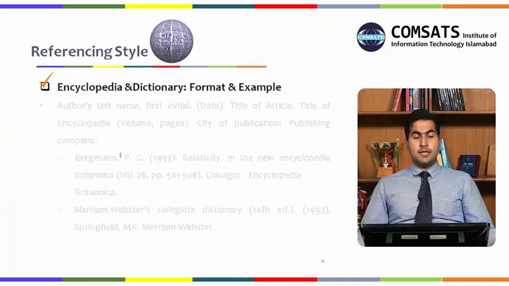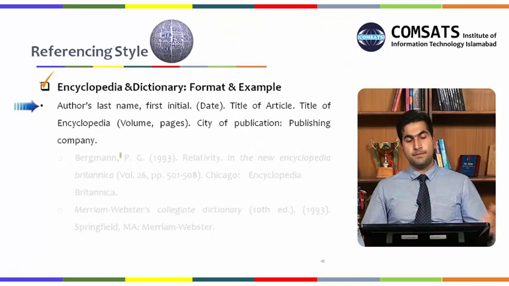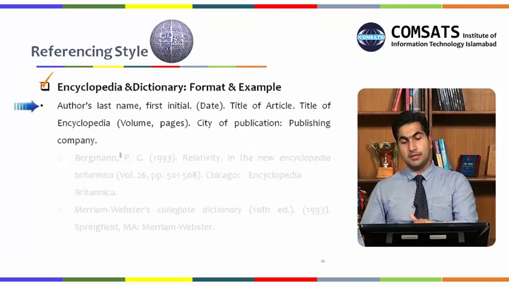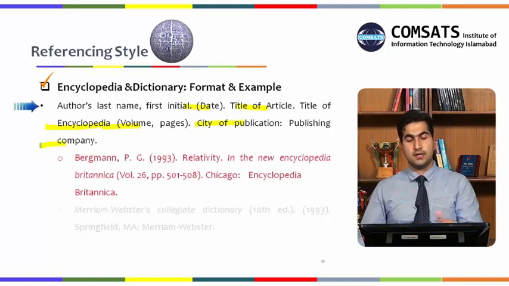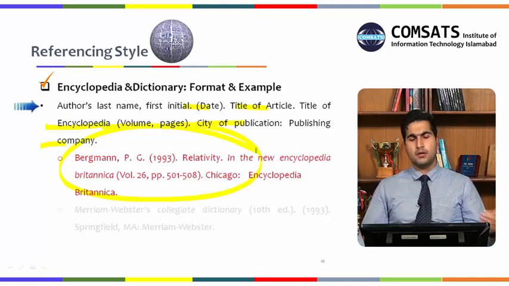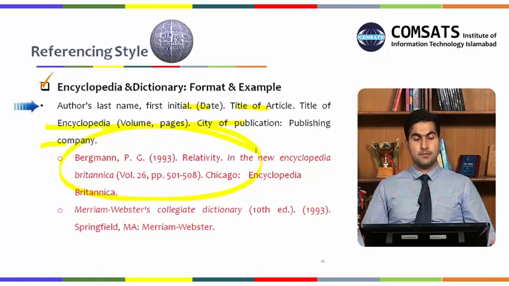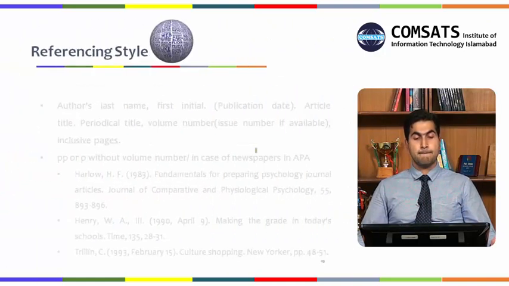In the case of an encyclopedia or dictionary that you have to cite, again the format is: last name, first name, date, title, title of the encyclopedia, its volume, its pages, publication city, and the company. This is the case, as you can see. All the details are available for you. Go through it. If there is something tricky, I have good news for you. This is the second example here. You can follow it easily.